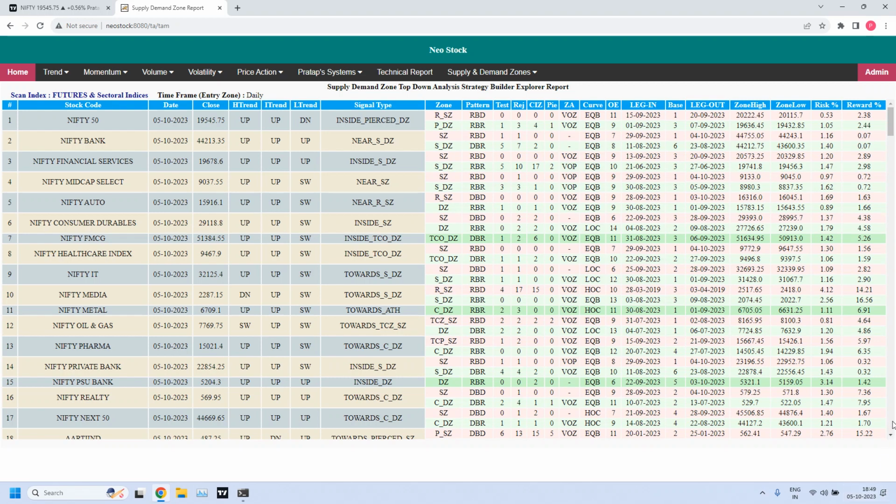So I'll keep on scrolling this list. Whichever stock you want to refer, there pause our video and then you can study parameters related to demand and supply zones for that particular stock.